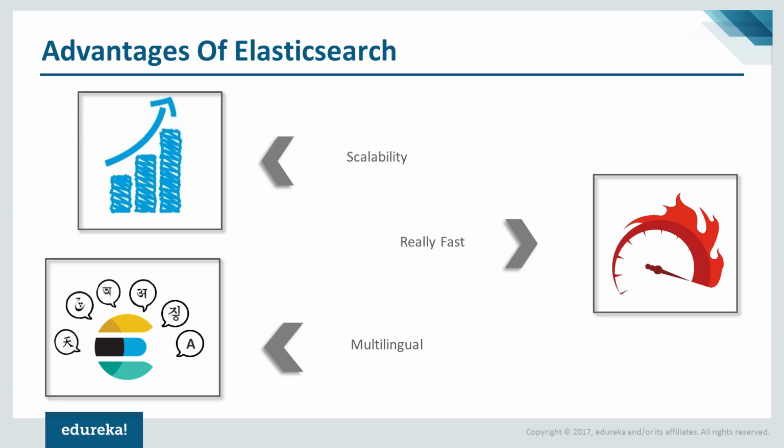First of all, it is scalable. By the term scalable, it means it can be scaled across multiple nodes. So you can start with a single node, or 2 or 3 nodes, and if your workload grows, then you can scale across multiple nodes. So it is very easily scalable. And in terms of performance, it is really fast as compared to other search engines which are available. Another advantage of Elasticsearch is that it is multilingual.